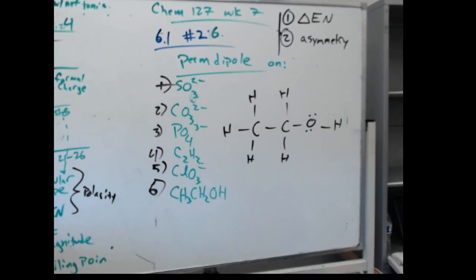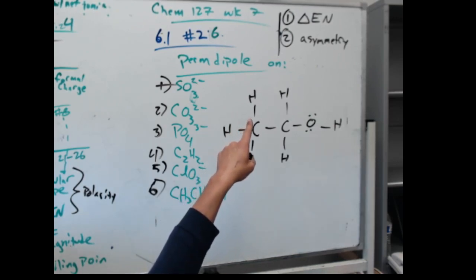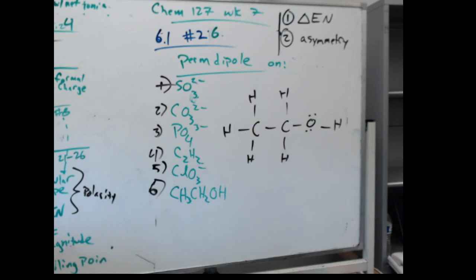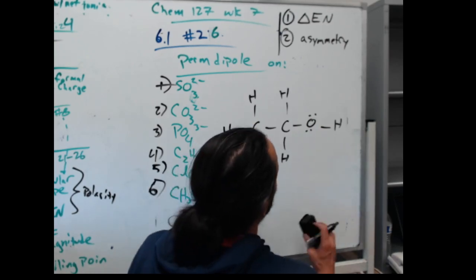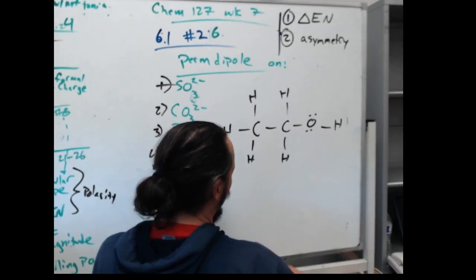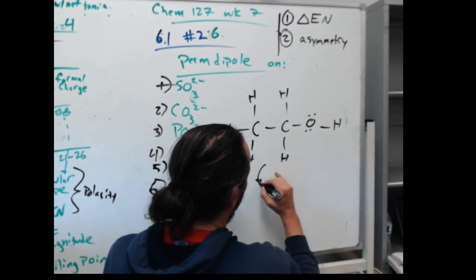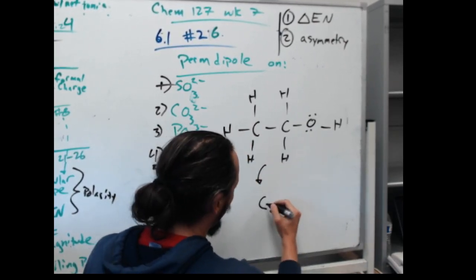What did I do wrong with my Lewis structure? I didn't show any of the geometry. And if I'm not showing the geometry, I'm never going to do step 2 correctly. I'm never going to properly see the asymmetry. So let me go ahead and just redraw this a little bit. I'm not going to erase it. I'll just redraw it, trying to communicate the geometry a little bit better.